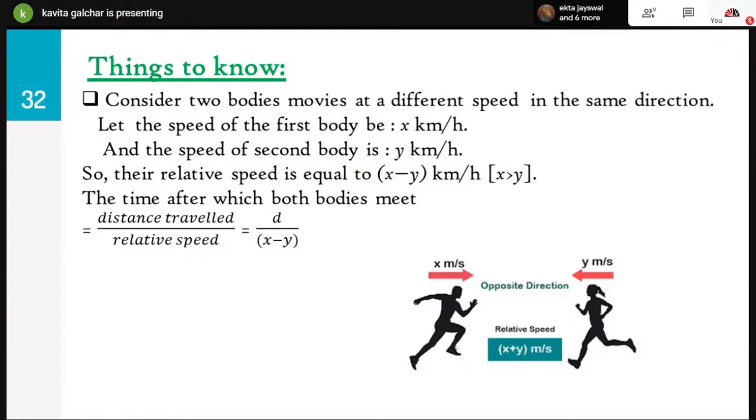Relative speed would be the addition of both the speeds when the two objects are moving in the opposite direction. So the speed will be x plus y.